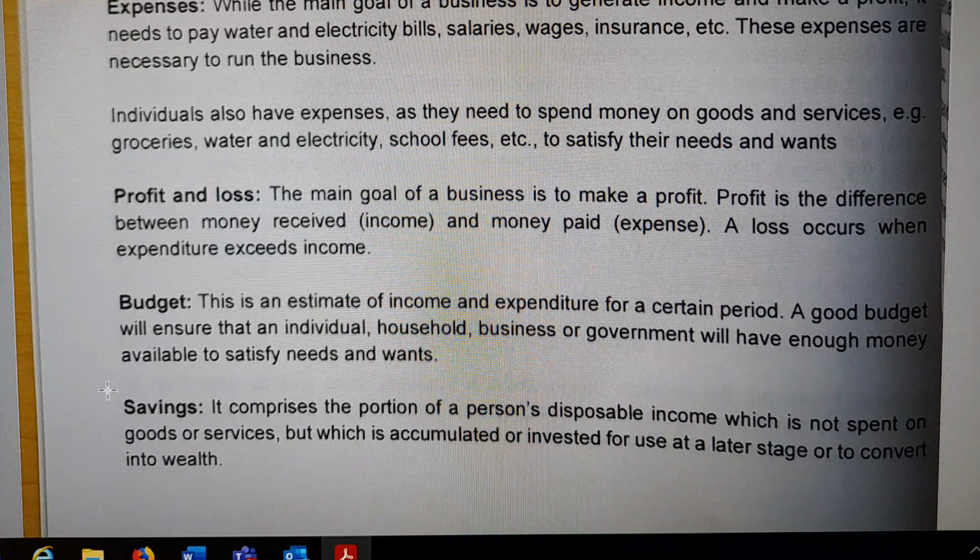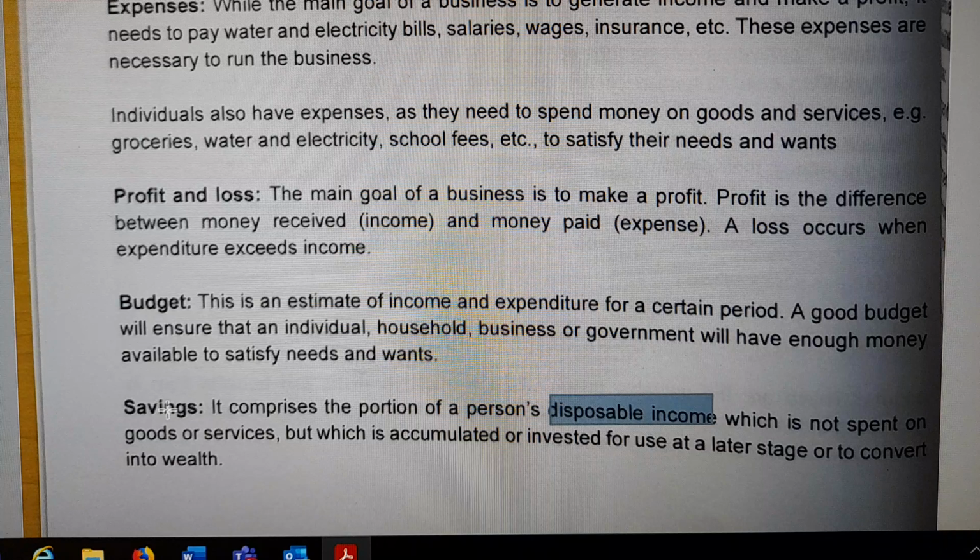And we have savings now. Savings comprises the portion of a person's disposable income which is not spent. So if you do your budget and your income is 1,000 rand and your expenses are 800, it means you have 200 left. This 200 left, we call it disposable income, which is not spent.